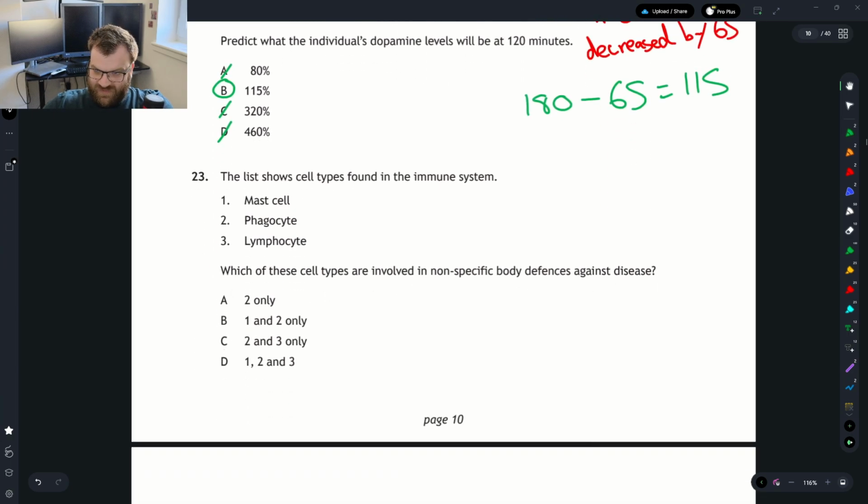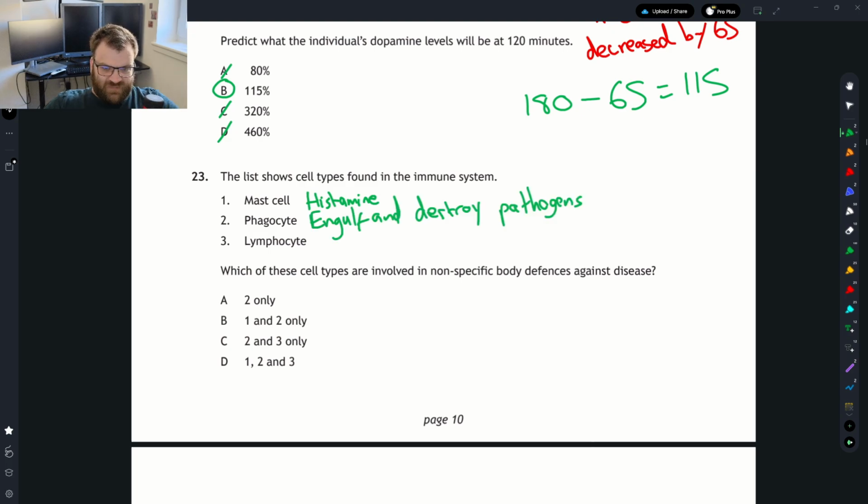In this one, we're talking about non-specific body defences. Mast cells produce histamine, which increases the blood flow to that area. And that's not specific. Phagocytes engulf and destroy pathogens. That's a non-specific defense mechanism. Two different jobs, but one, the B lymphocytes release antibodies, and antibodies are specific to the pathogen that they're coming up against. 1 and 2 would be my answer.